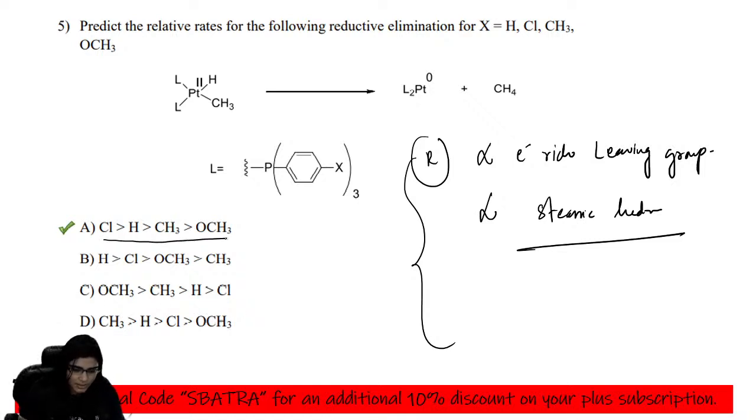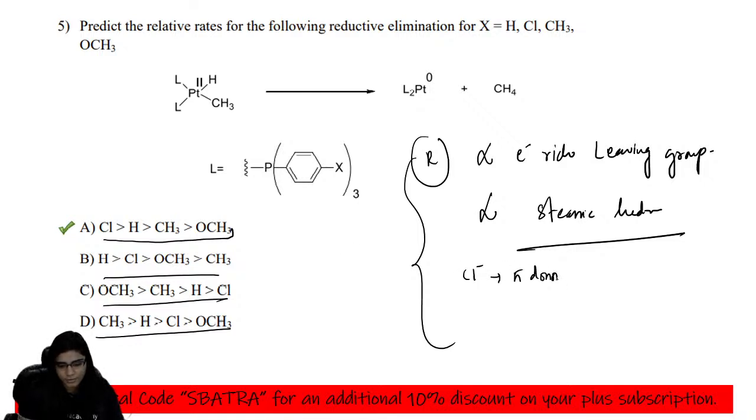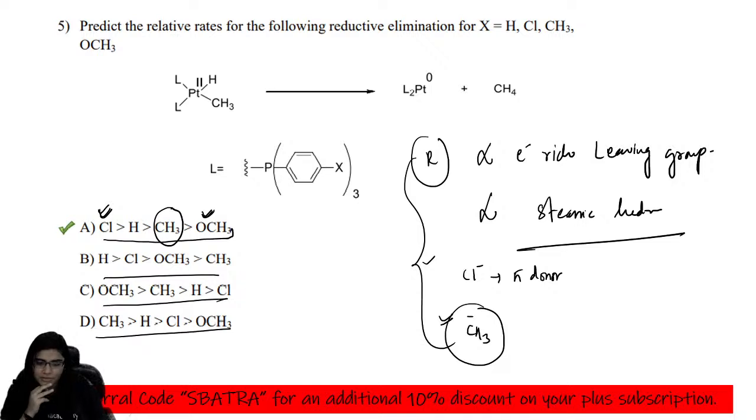So if I see all these ligands, let's see what is going to be the nature of these leaving groups. Cl minus is a pi donor leaving group. Everyone, do you agree with this statement? Cl minus is a pi donor ligand, and all these ligands are basically having a kind of pi donation. This is a pi donor ligand, this is also a pi donor ligand. What about CH3 negative? Is it a pi donor ligand? What do you think? Just let me know in the comment section. CH3 negative is pi donor, pi acceptor or sigma donor?